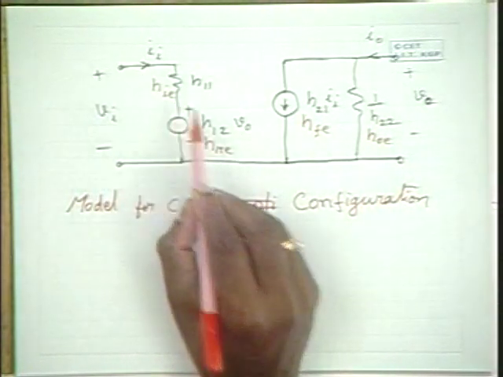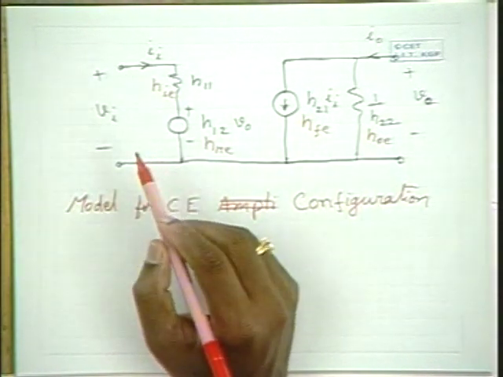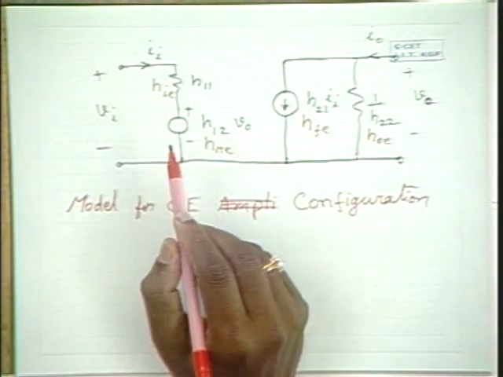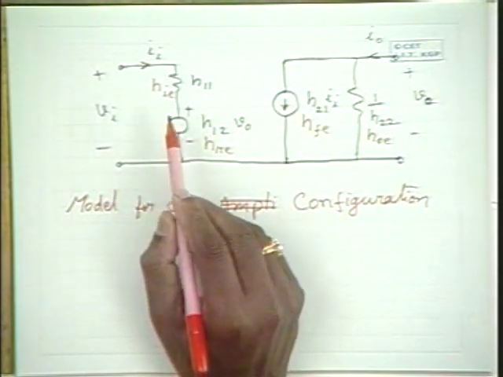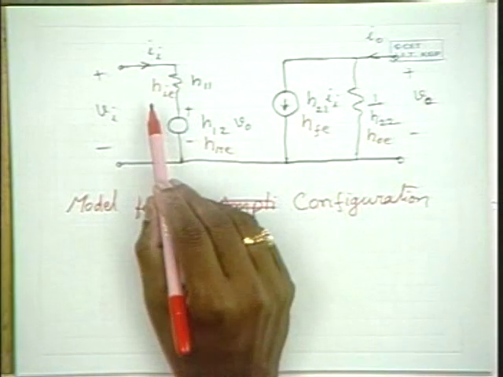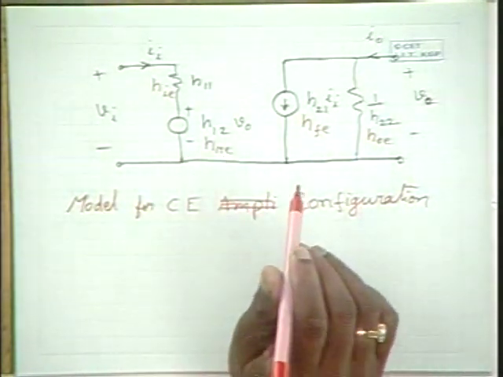So to indicate the common emitter configuration there. So what does HIE mean? HIE is the input open circuit, short circuit input impedance parameter for common emitter configuration.